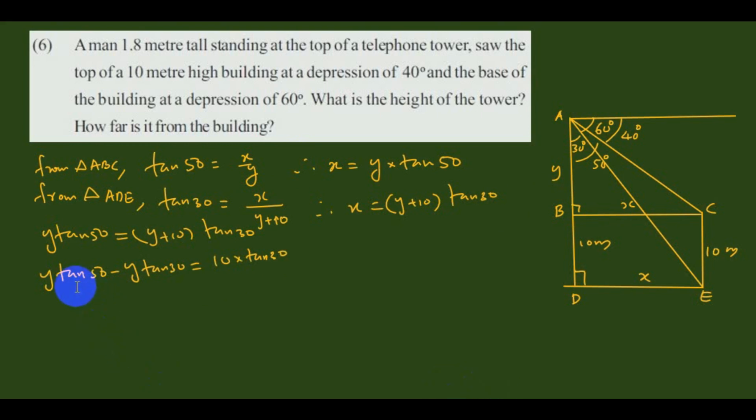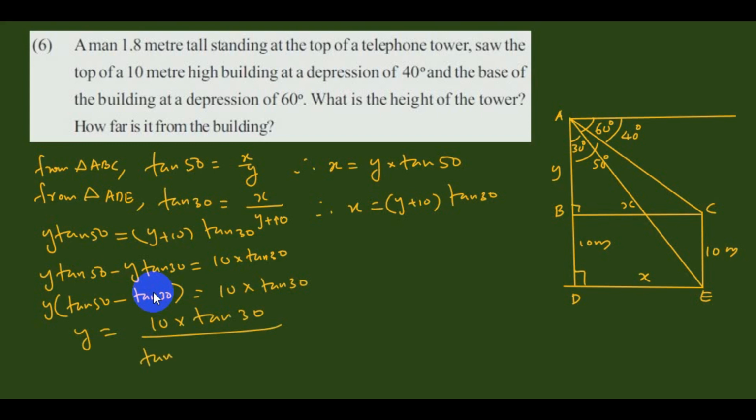Now, y tan 50 minus y tan 30, here both these terms contain y common. That y taking out, it will be y into tan 50 minus tan 30 is equal to 10 tan 30. Therefore, y will be equal to 10 into tan 30 divided by tan 50 minus tan 30. What about tan 30? From the table we will get tan 30, tan 50. All this can be obtained from the table. Let us go to the table.